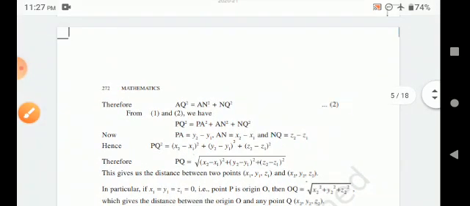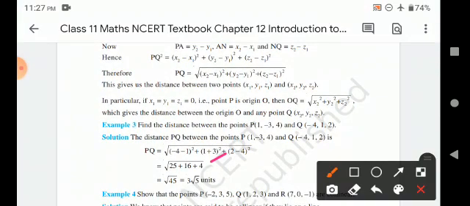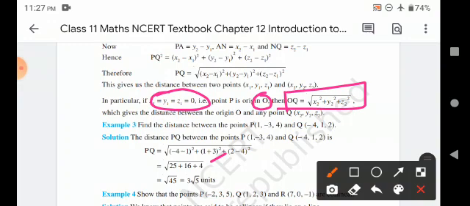In particular, if x1, y1, z1 is equal to 0, then the point P is at the origin. Therefore, the coordinates of the origin are 0, 0, 0. Therefore, OQ will be given by the formula square root of x2 square plus y2 square plus z2 square, which gives the distance between the origin and any point Q containing the coordinates x2, y2, z2.